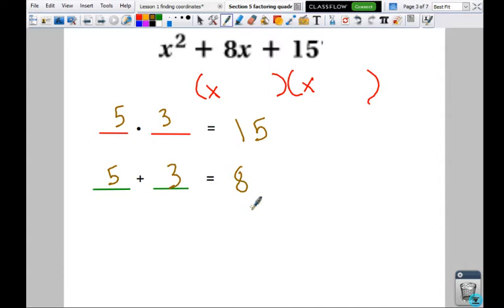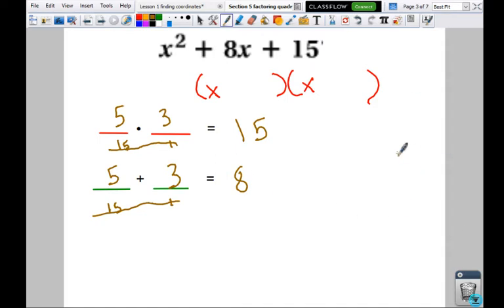These are the numbers I need. If we get something else, like let's say, for example, I did 15 and 1, 15 times 1 is 15, right? Is 15 plus 1 8? No. So if you ever find two numbers that don't add up to the middle, you know you did it wrong, and you have to try again. So if I started with 15 and 1, and I find out I'm wrong, I'm just going to cross them out because I don't need them. I'm just going to keep going until I find the right one.